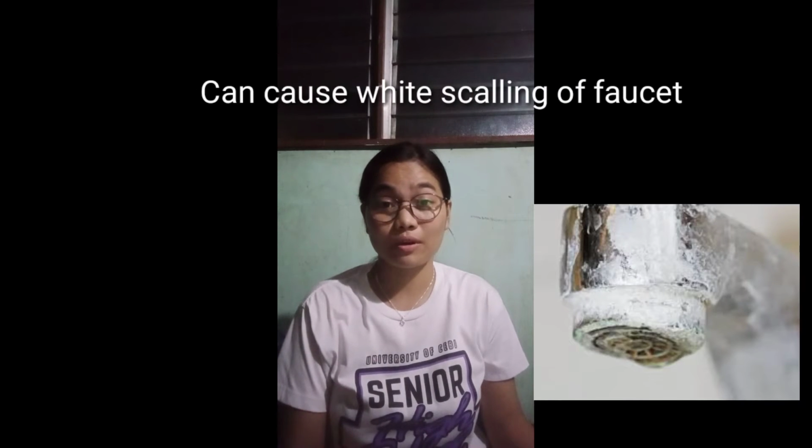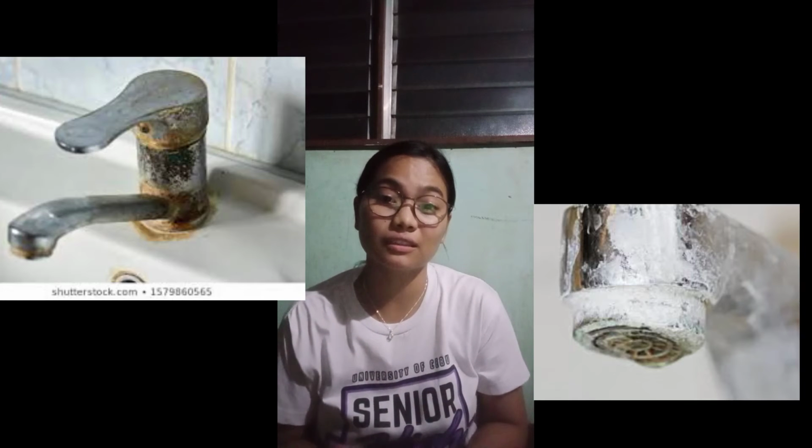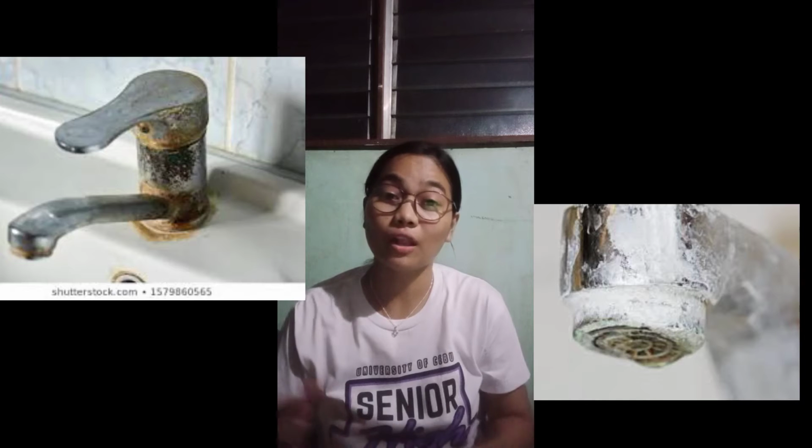Next is the white scaling on the faucet, which can destroy the appearance of your faucet. It can cause dirtiness, or when you don't clean it for a long time, it will cause a clog to your faucet. And next, the soap scum.